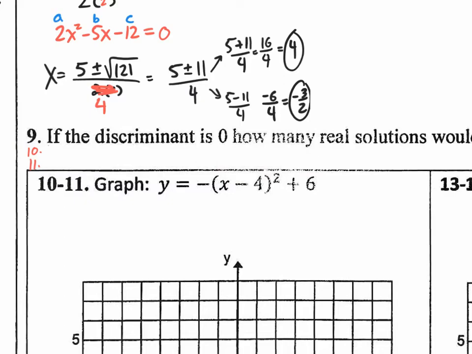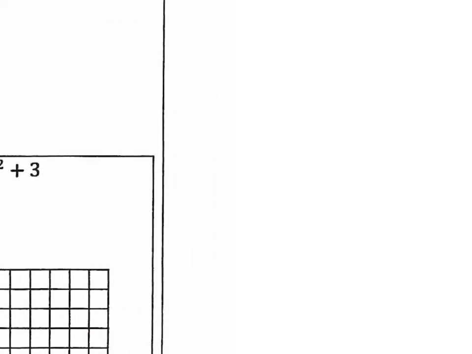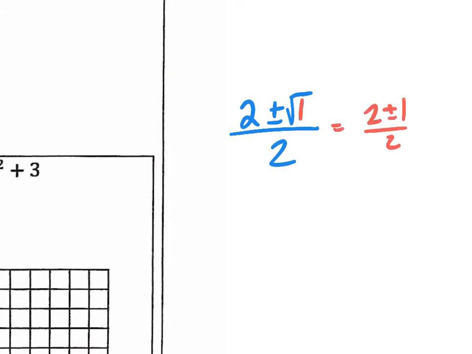A lot of people get confused with the wording, but check it out. Let's just create something here. Let's say we had 2 plus or minus 1 over 2. I don't know, something like that, okay? That discriminant of 1 will produce 2 answers. Because the square root of 1 is 1, which would make it 2 plus or minus 1 over 2, which means that you could do 2 plus 1 over 2, and you could do 2 minus 1 over 2.